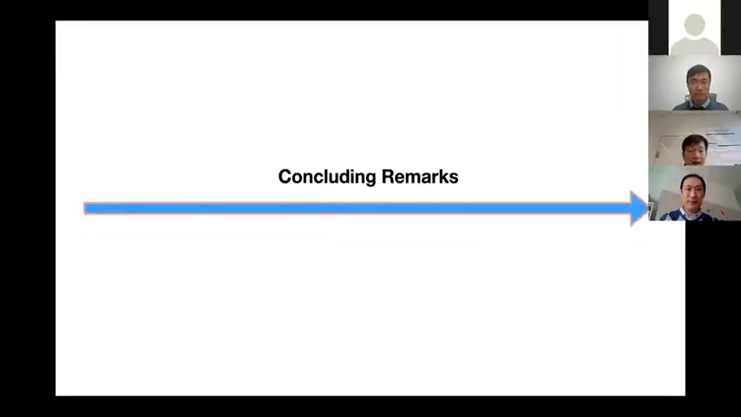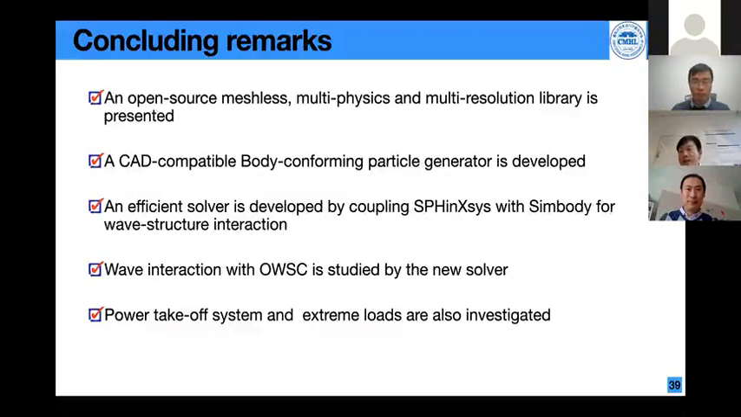So we have developed an open source meshless multi-physics and multi-resolution library based on the SPHinXsys method. And we have validated this library for fluid dynamics, solid mechanics, fluid structure interactions, and also multi-phase flow. And for the particle generation, we have developed a CAD compatible body-fitted particle generator, which can read a CAD file, and then a body-fitted particle generation will be conducted automatically.